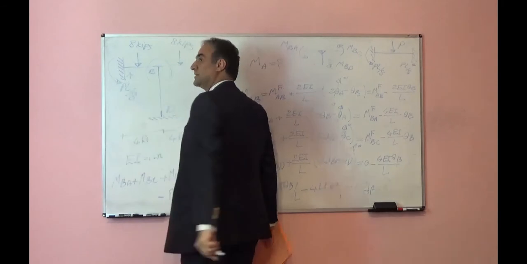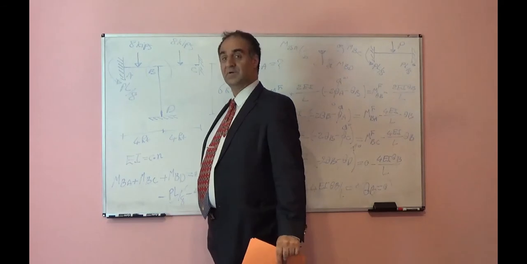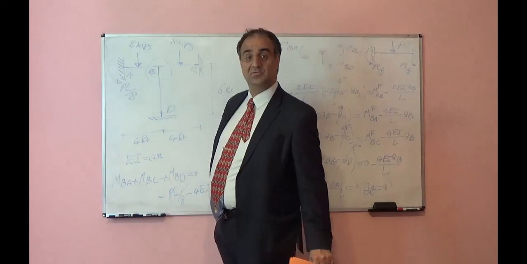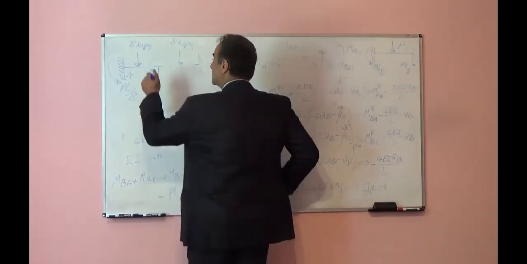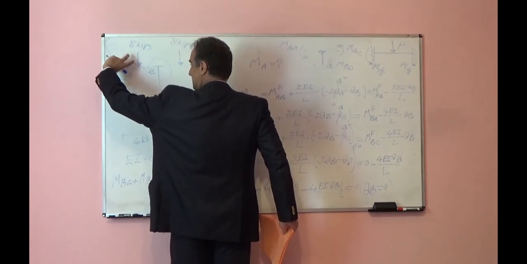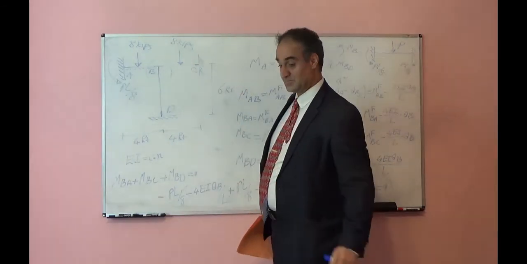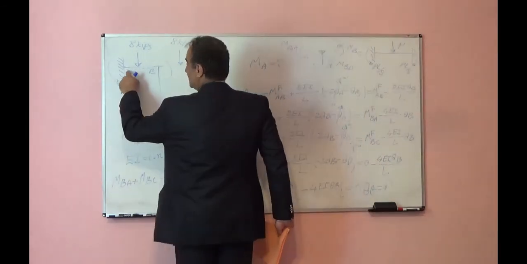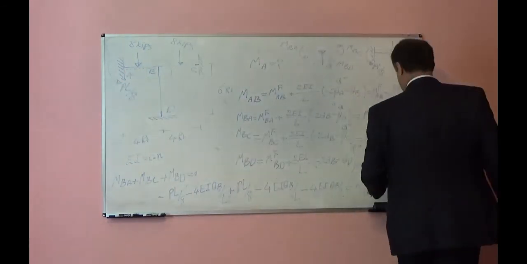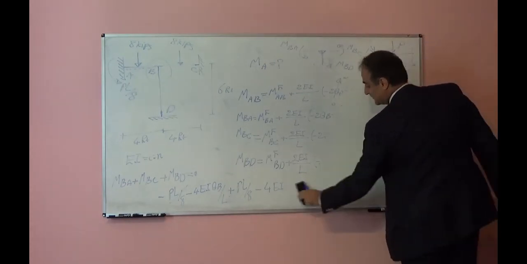PL over 8 counterclockwise. As an external moment, we assume counterclockwise is positive. But if we want to draw the moment diagram, pay attention. If we rotate point A counterclockwise, it will produce compression at A. So it is a negative moment. If I draw the moment diagram, it is a negative moment.